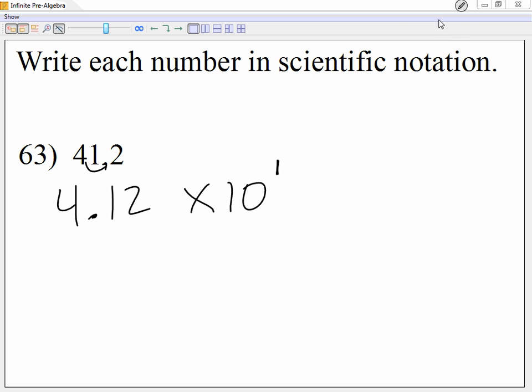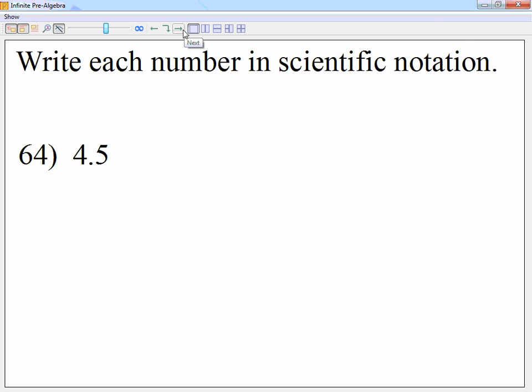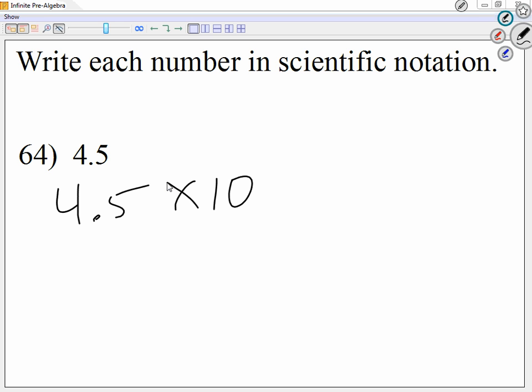64, you said? Alright, 64. It's up to start between 1 and 10. I'm going to call this 4.5. So we're not moving, right? So we go times 10. Can I just leave it 4.5 times 10?